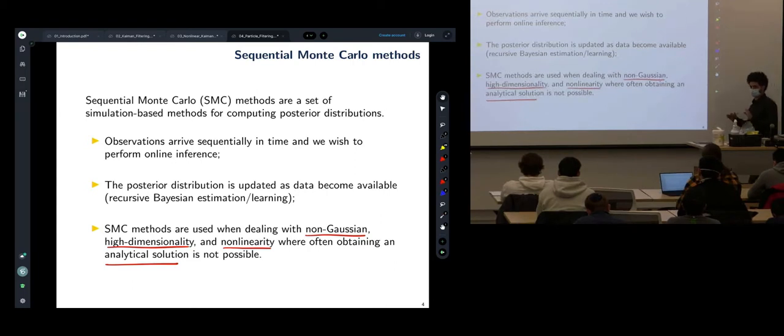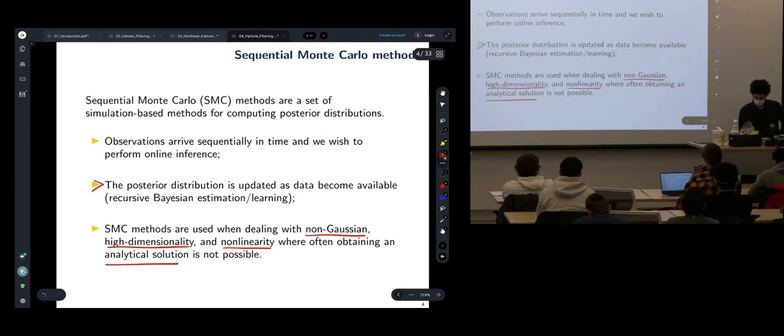Let me see if I understand the question. You're asking, because we want to run this filter as data becomes available recursively, I think your question is, what if the data that I'm receiving is not that frequent? What will happen? My answer is that that's not basically a problem of this method, because it can happen to all the other methods too. If you do not have data or observations, you cannot basically correct your belief.